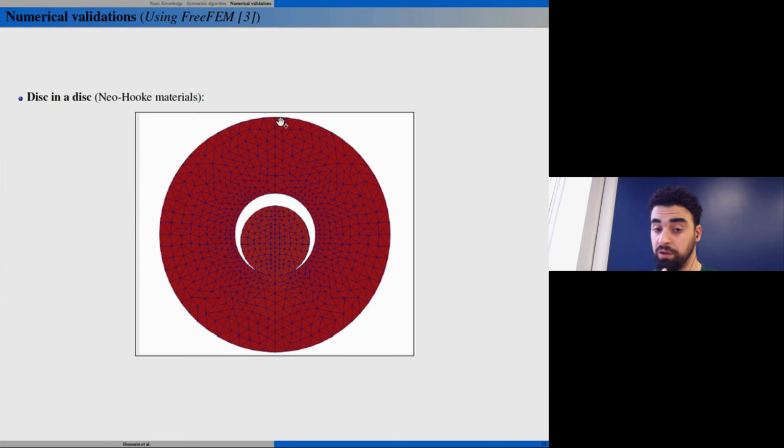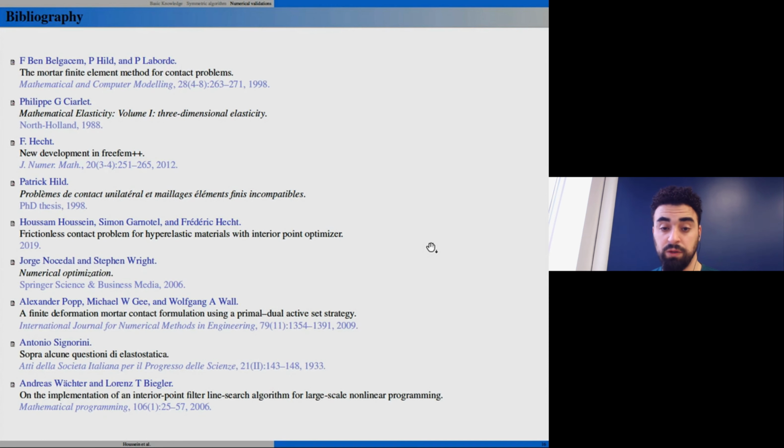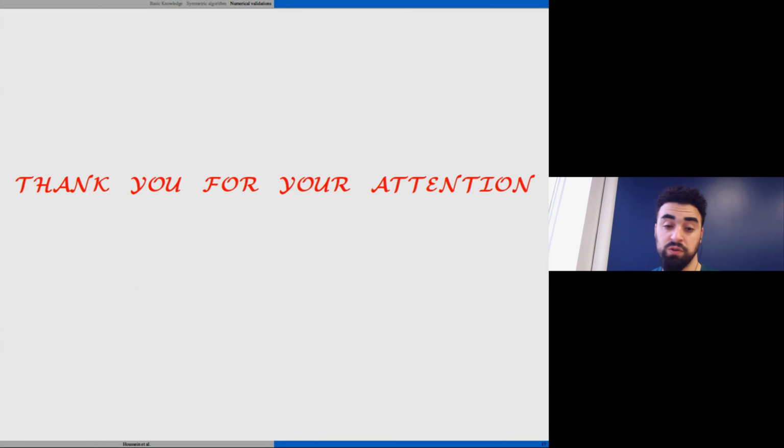Also, here we have another example where the outer border of this big disk is fixed. And we impose a vertical displacement on the small one, and the materials are Neo-Hookean. That's all, and thank you.